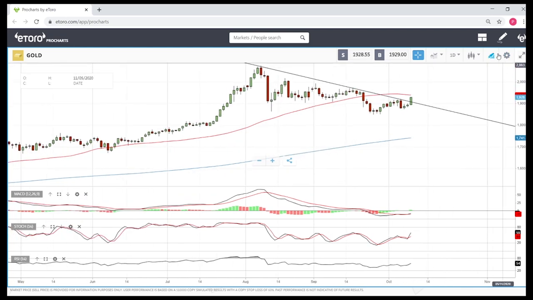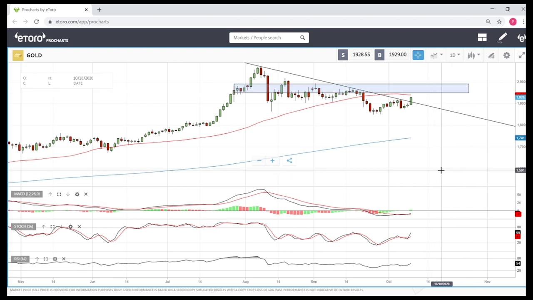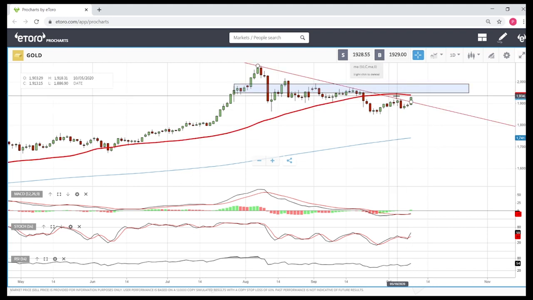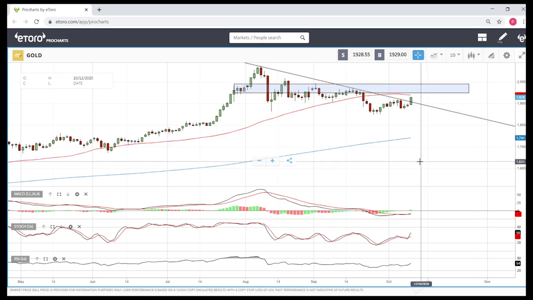We have additional resistance above that we have to get through. This entire area was significant resistance in the past. It is just above the 50 moving average, and if we break the 50 moving average, we need to get through this level here before we can go to these highs of 2100 and beyond. In the long run, we will definitely go to those highs. It's just a question of when.